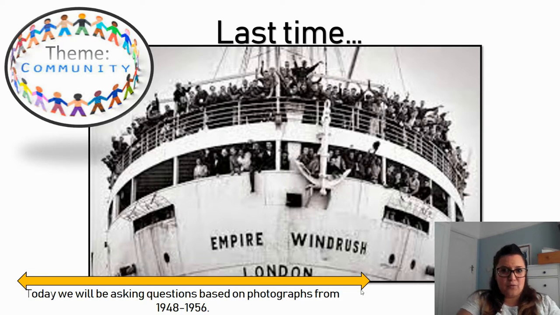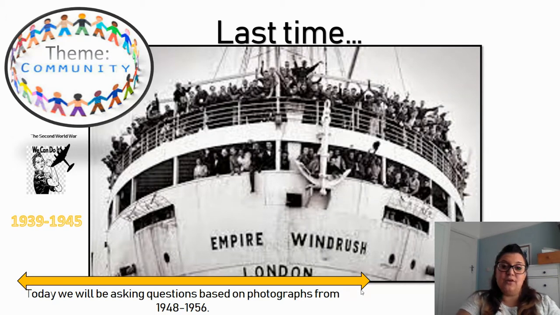We'll be thinking about what this has to do with Britain, but also what this has to do with what we've learned about chronology and some of the events that had happened beforehand. That will start to give us a clue as to why the Empire Windrush became so important in British history.